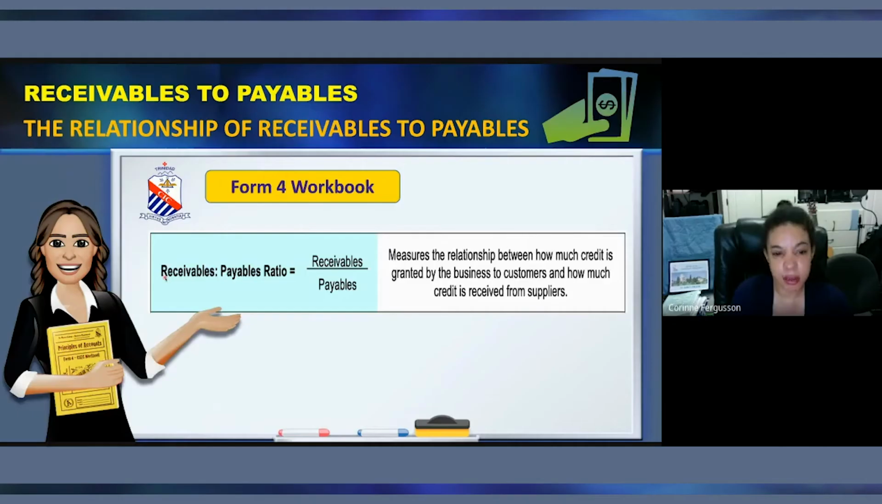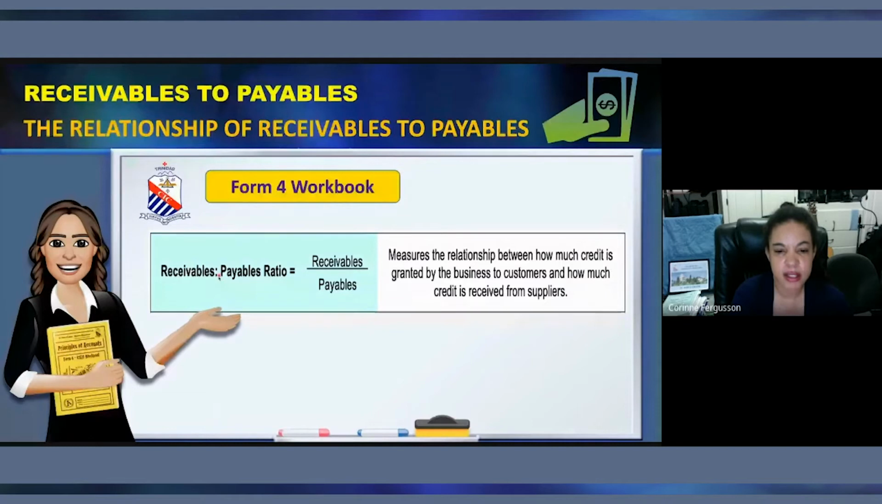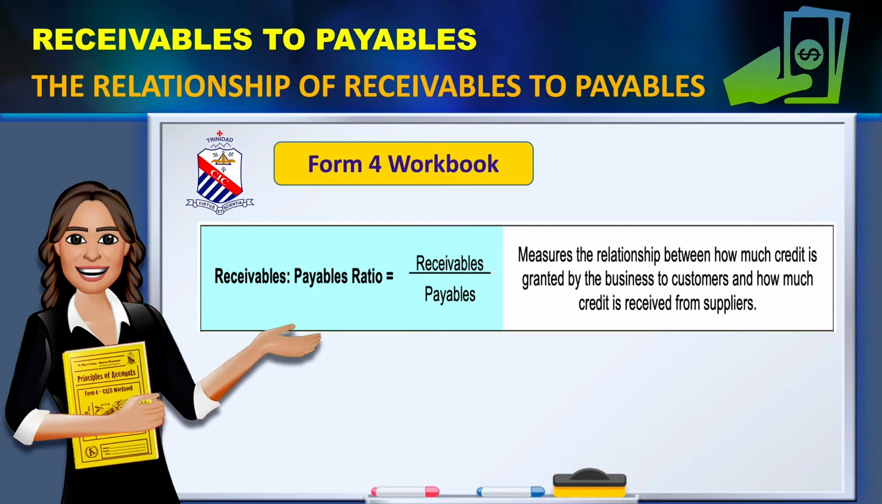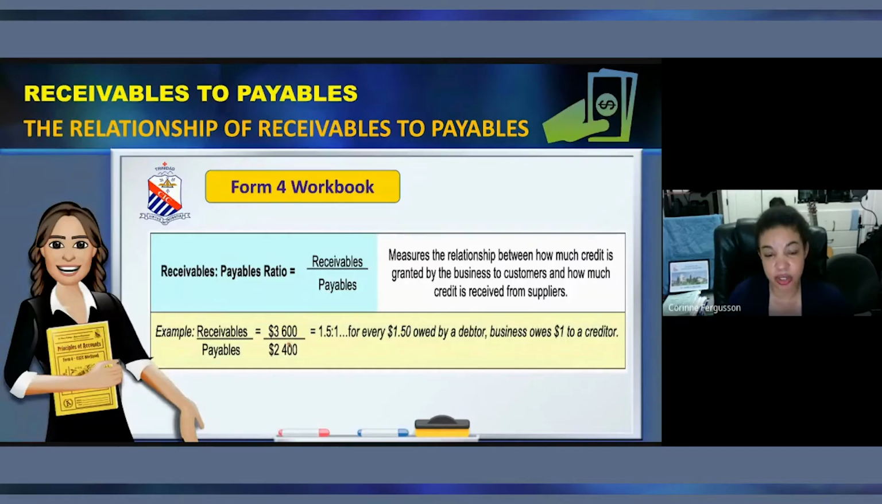Once again, the name of the ratio tells you the formula. So once you see they ask you for receivables to payables, whenever you see a colon, it is basically the first one divided by the second one. So receivables divided by payables, and that's it. You just plug in those two figures. So in our examples, the receivable was 3,600. So you put that over the 2,400 and the answer you get is 1.5.